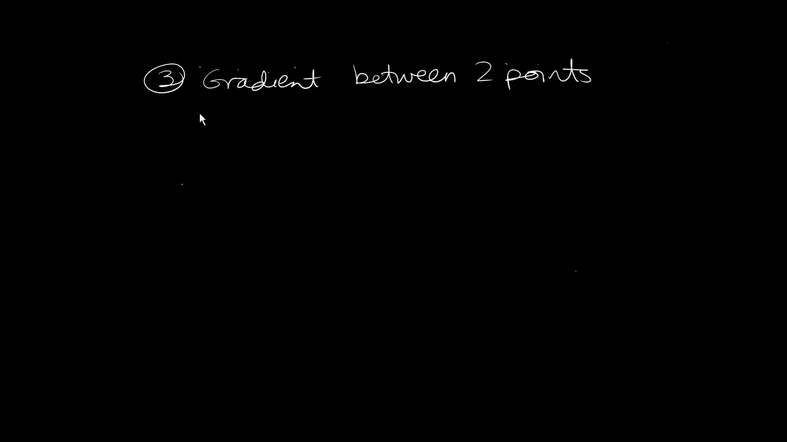In this session we're having a look at the gradient between 2 points. Now we tend to use a formula. Little m is usually reserved for finding the gradient. With this formula it is the distance between your y coordinates over the distance between your x coordinates. Basically this is a version of rise over run.